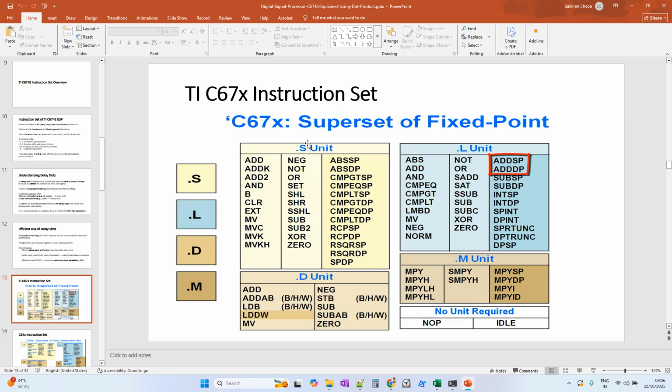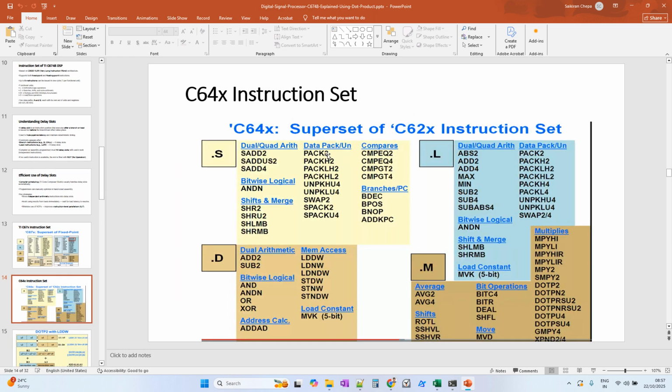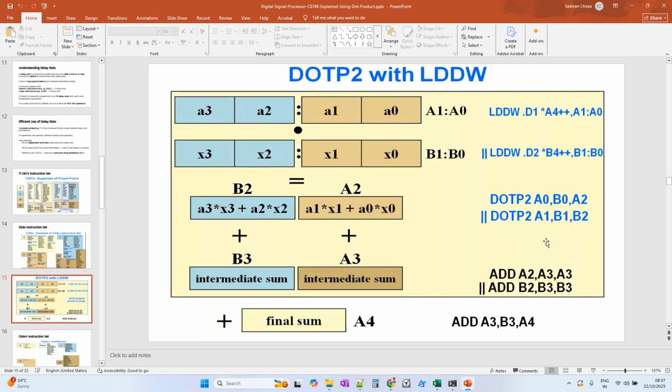So if you see here, as new architectures have come, new instructions have come. C6x is a superset of C6x. There is a dot product, the DOTP2. What it does is, we are loading A4, so this will be A0 to A1. A0 is a 32-bit register, A1 is a 32-bit register.